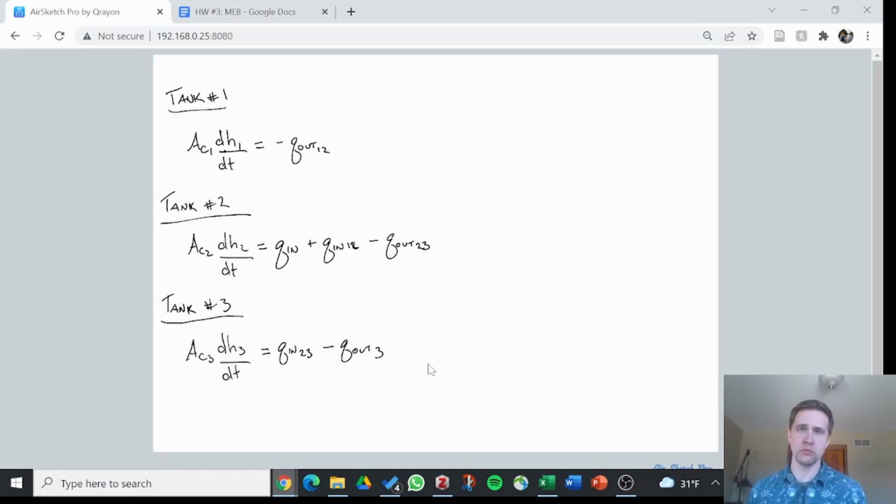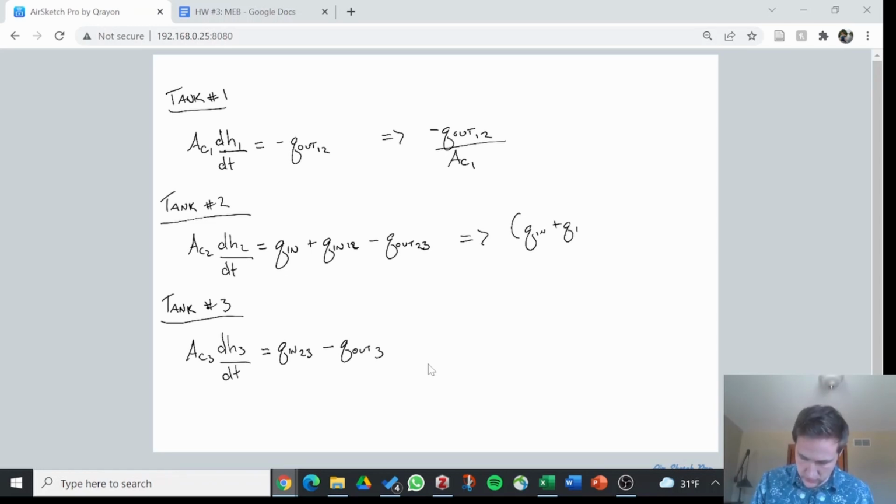Now, when we're dealing with the fluid height with respect to time as an isolated component, we're going to have to divide our flow rates in and out of the tanks by the cross-sectional area. And so we'll go ahead and also express that here. So this is going to be divided by the cross-sectional area of tank 1. This is going to be what's flowing in to tank 2 and what's leaving tank 2, all of this divided by the cross-sectional area of tank 2.